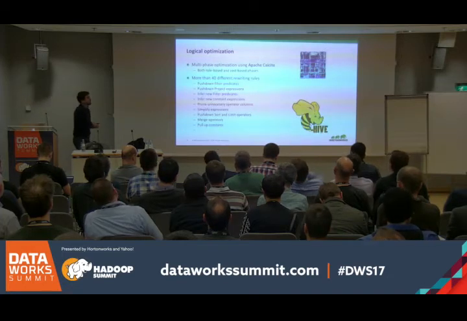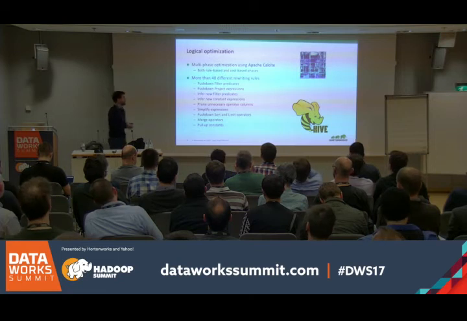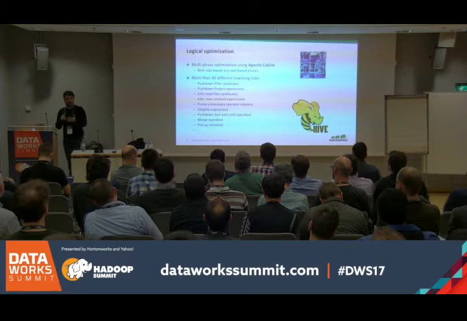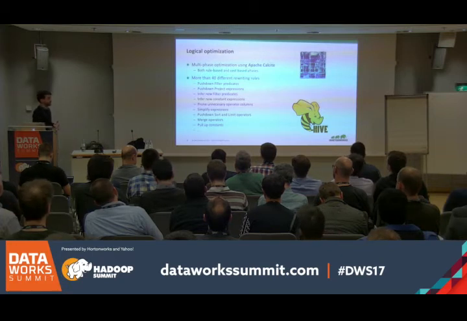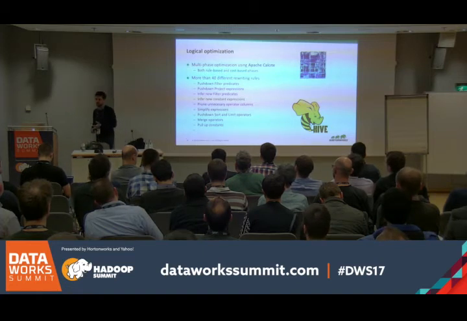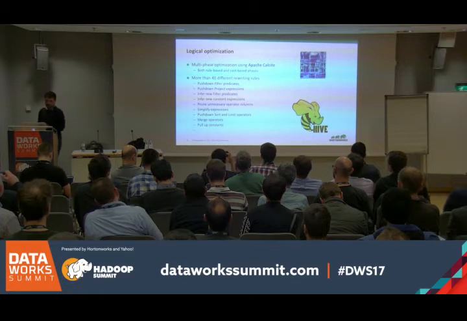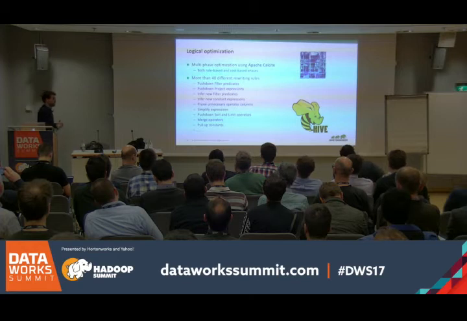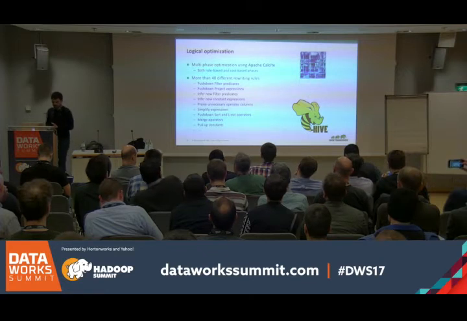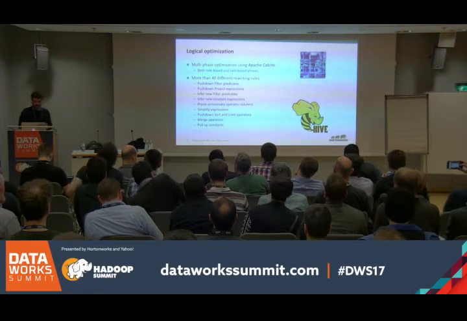So how this is done in Hive is a multi-phase optimization. There are both rule-based and cost-based phases, and till now there are more than 40 different rewriting rules enabled. So as you can see, there has been a lot of work going on there. Many of them have to do with predicates: simplification of predicates, predicate pushdown. We'll see some of that with an example right now.